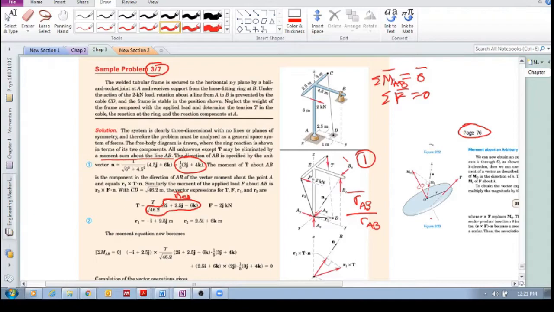Because remember, if we're summing moments, it's R cross F, and these are all vectors. Okay? Alright, so you guys happy with that? Now we've got T in vector form. We need to convert F into vector form. And so F is just 2 kilonewton, but it's going in the positive y direction, so 2j. So we've converted both these forces, tension and force, into vectors. And now we're going to take their moments about this line.